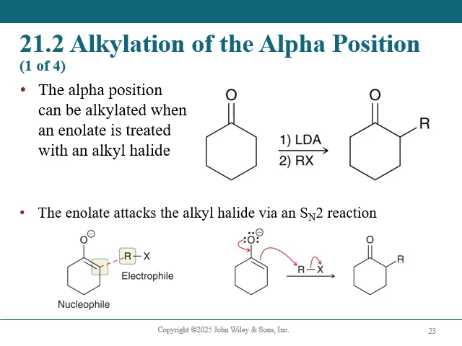The alpha position can be alkylated when an enolate is treated with an alkyl halide. So in this case, we would use LDA, for instance, followed by an alkyl halide, whatever we need at that specific place, right? The R group will be added to the alpha position. The enolate attacks the alkyl halide via an SN2 reaction. So that means we're dealing with a one-step process here.